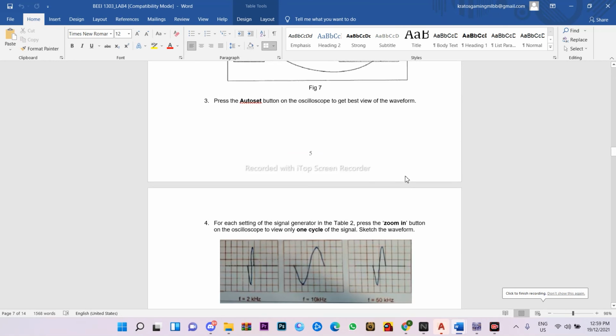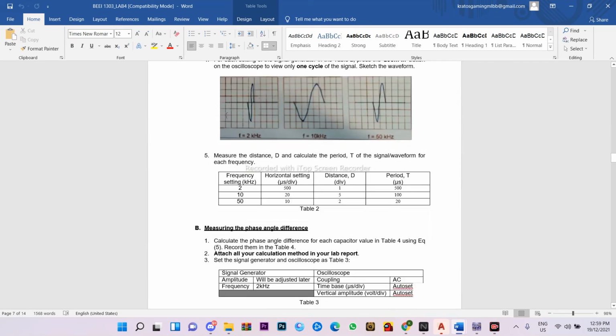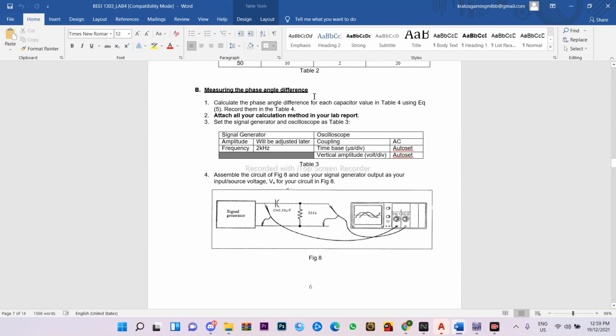Very good morning to my lab instructor. My name is Rajheswaran, son of Nadaraja, and my matric number is B082110420. Today I'm going to do the lab assessment for lab 4 ECF, and I'm here to do the part A, measuring the phase angle difference.